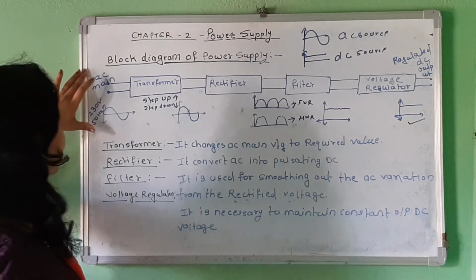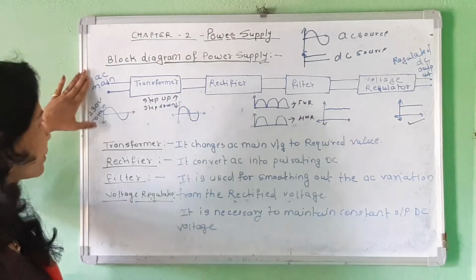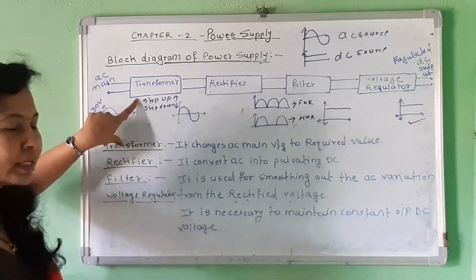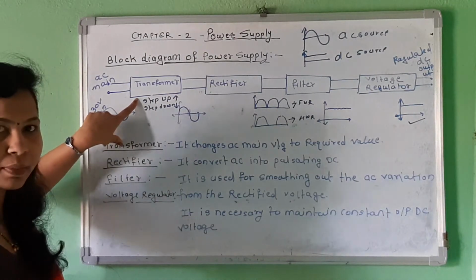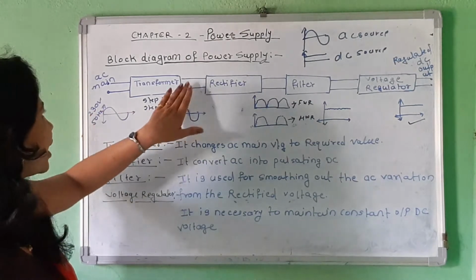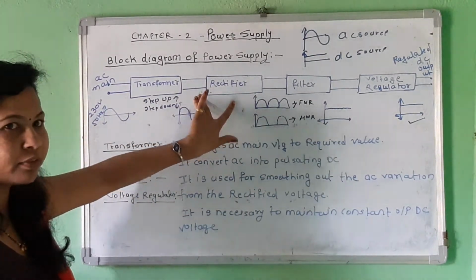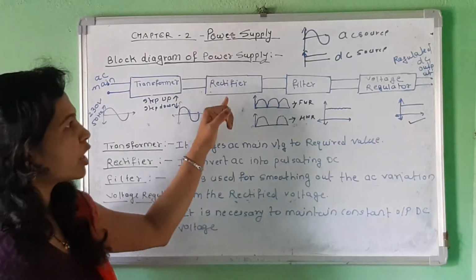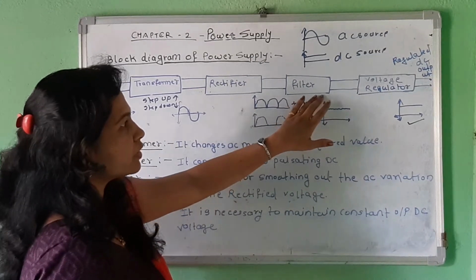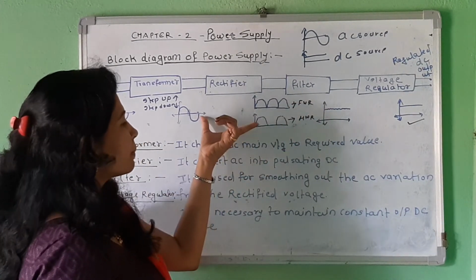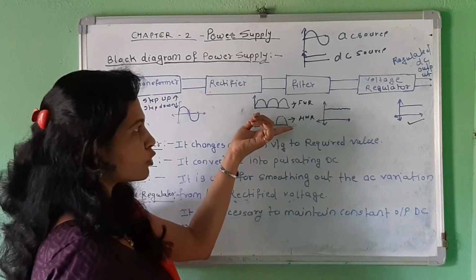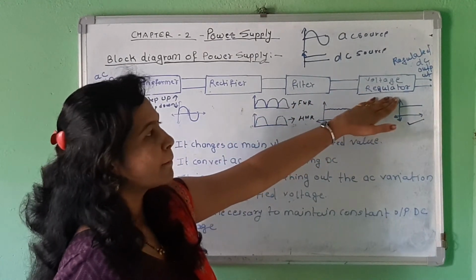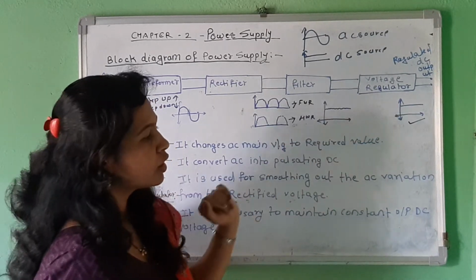Just take a revision. AC mains voltage, which is 230 volt RMS and 50 Hz, is given to the transformer block. Transformer is used to change the AC mains voltage to the required value. Output of transformer is given to the rectifier, which converts AC voltage into pulsating DC voltage. Output of rectifier is given to the filter, which converts the pulsating DC into a smooth waveform, and the output of filter is given to the voltage regulator, which maintains the regulated DC output voltage.